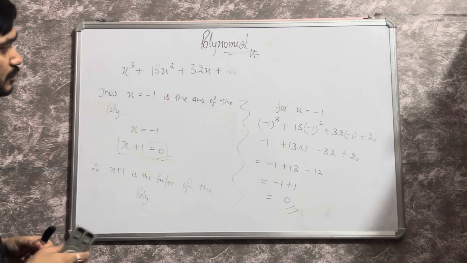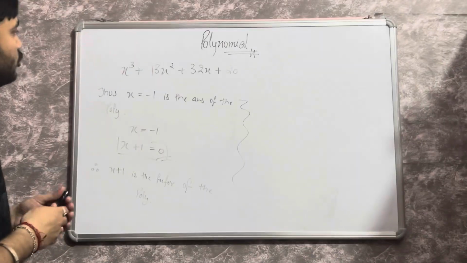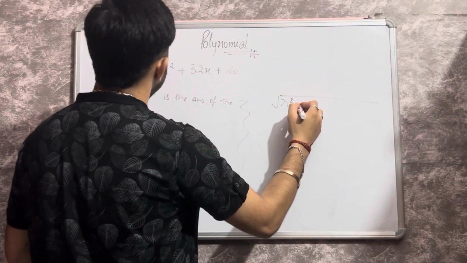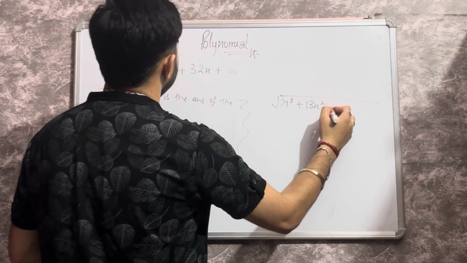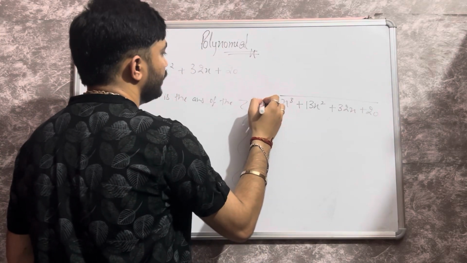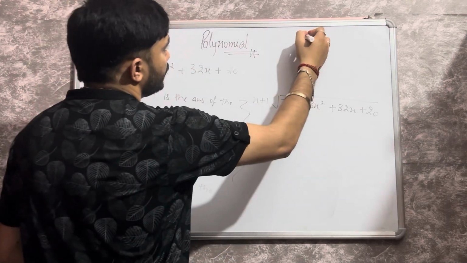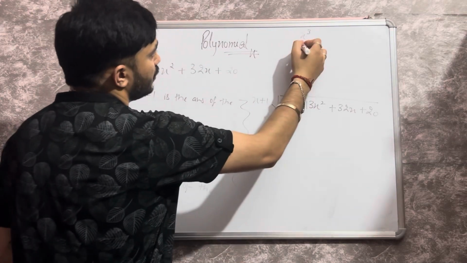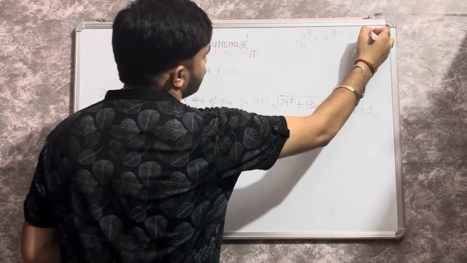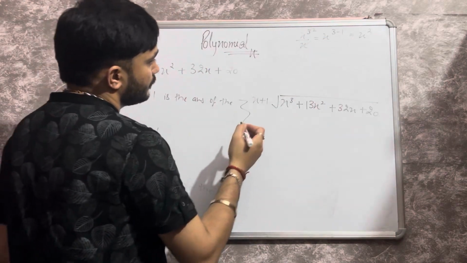Now what are we going to do? We are going to divide this polynomial by x plus 1 that we have found to be the factor of it. That is x cube plus 13x square plus 32x plus 20, divided by x plus 1. Take the first term, that is x cube, divide it with the first term of the divisor, you will get x square.